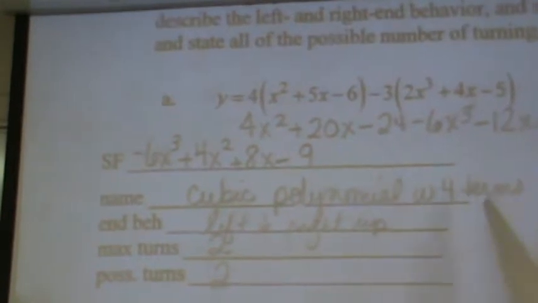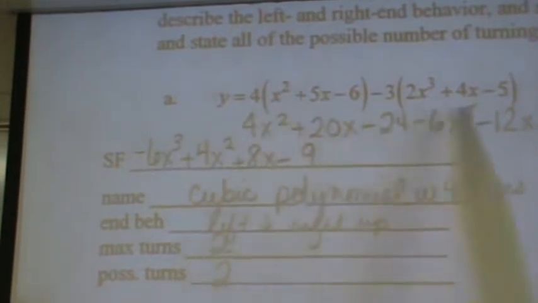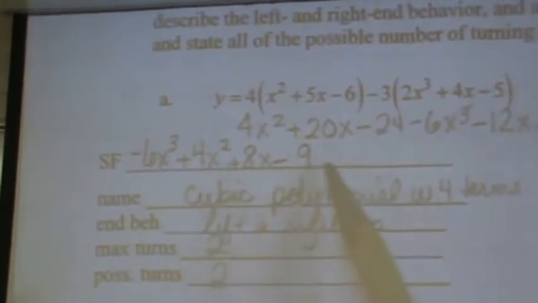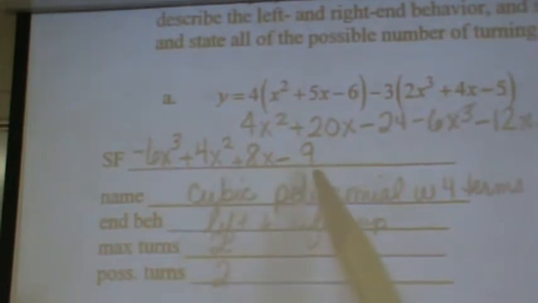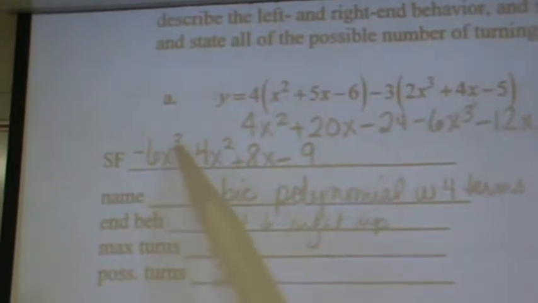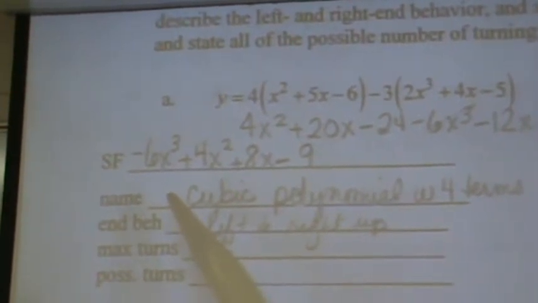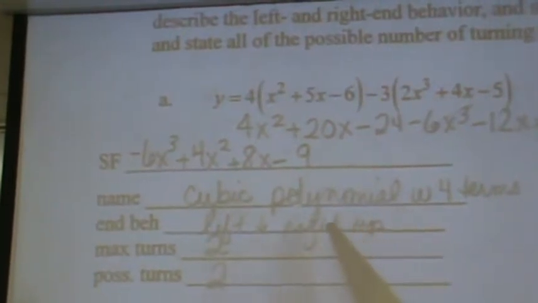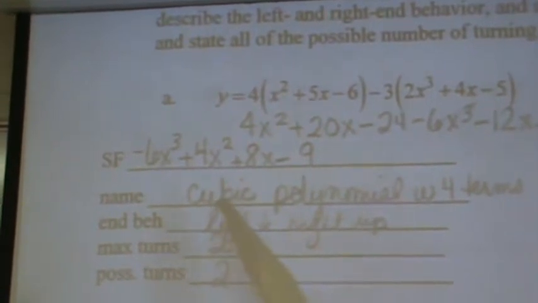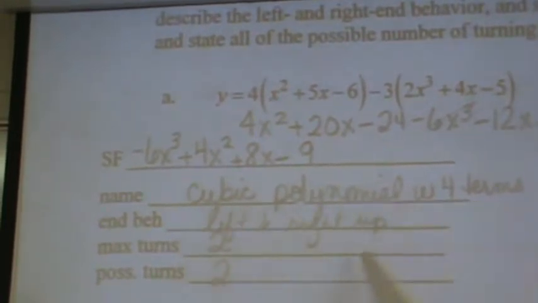Okay, yeah, this is on YouTube, if you have to go back to chapter 5 though. What you're gonna do is distribute, clean it up, and standard form is highest degree then lowest. Now, the name of it, you're gonna look at the degree. This is a cubic function. If there's only one term, it's a monomial. If there's 2 terms, it's a binomial. If there's 3 terms, it's a trinomial. After that, you're just gonna call it polynomial with how many terms. So I would call the first one a cubic polynomial with 4 terms.